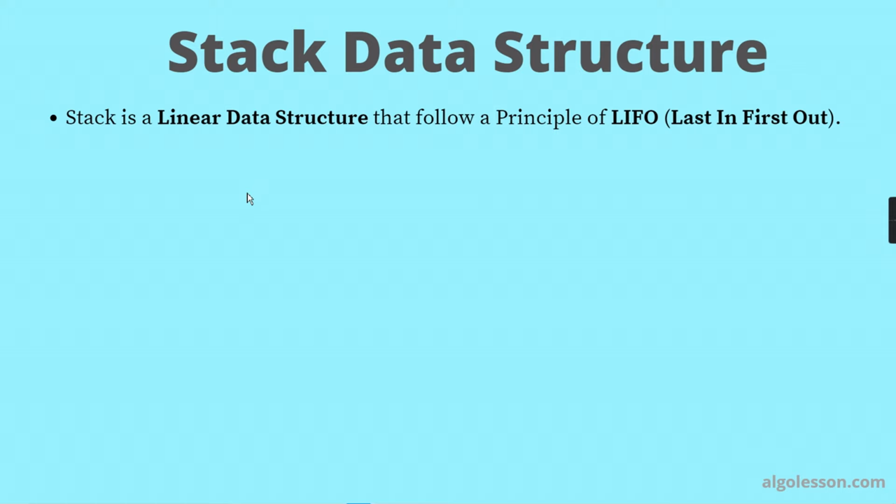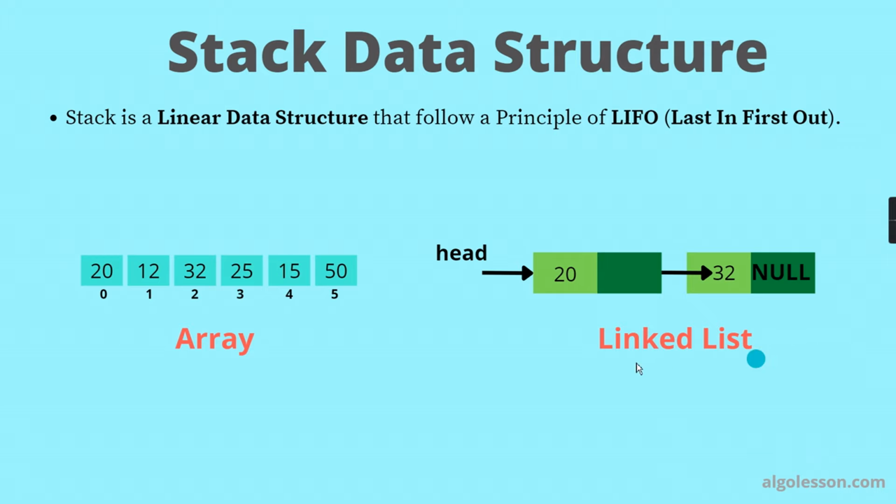Linear data structures are those data structures in which the data elements are arranged in a sequential manner and each member of the elements is connected with the previous and the next one. So if we want to take an example of a linear data structure, then we have array and linked list. These two are linear data structures because you can observe that they are arranged in a sequential manner. So now let's understand what is the last in first out principle.